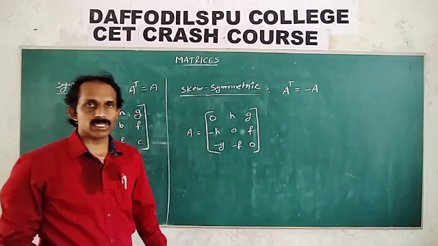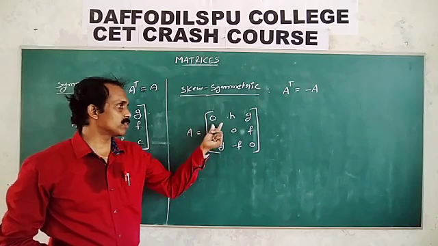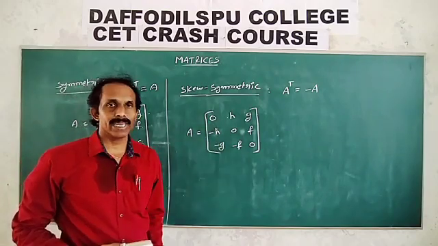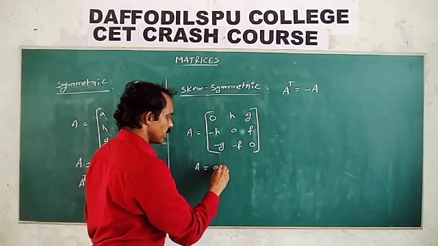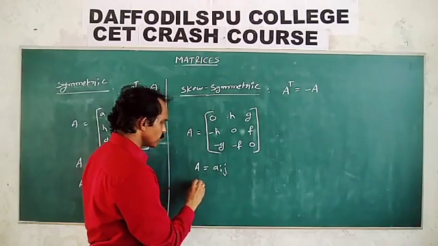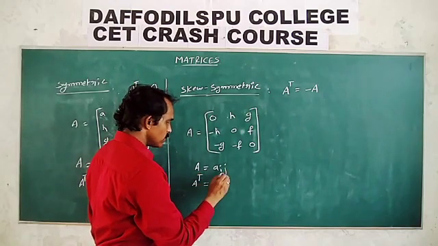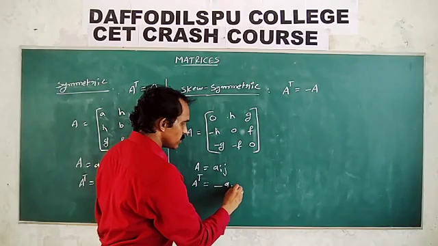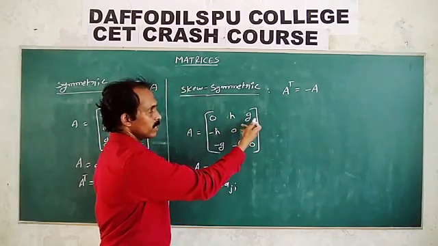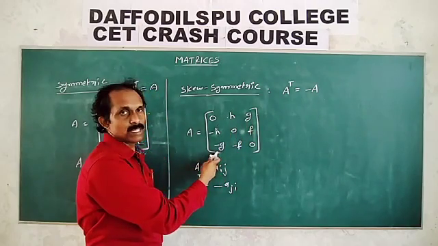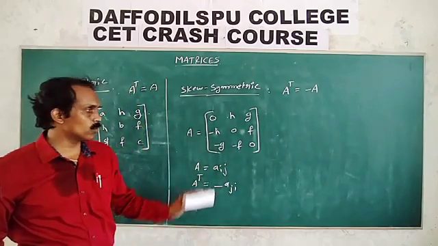Observe, in the skew symmetric matrix all diagonal elements are 0. That is the main definition, an important concept. All diagonal elements are equal to 0. If A is equal to Aij, and A transpose is equal to minus A, that implies A transpose is equal to minus of Aji. So A12 is minus of A21, A13 is minus of A31, A23 is minus of A32.